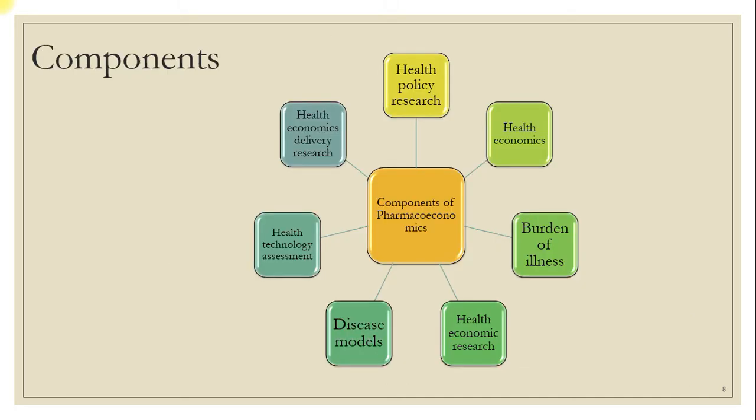The components of pharmacoeconomics are: the first component is health policy research, second is health economics, third is burden of illness, fourth is health economic research, fifth is disease models, sixth is health technology assessment, and seventh is health economics delivery research. So pharmacoeconomics deals with all these components.